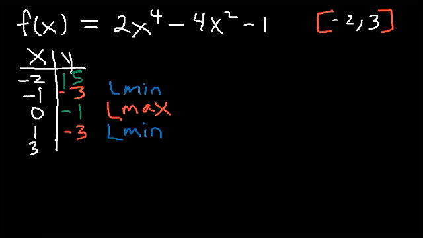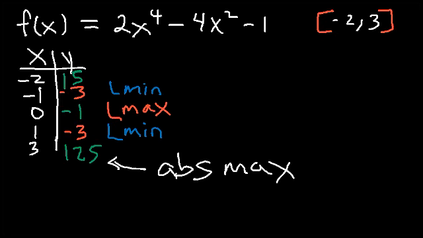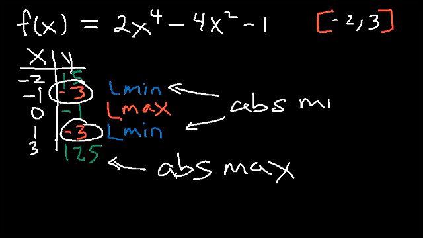So we can clearly see that 125 is the absolute maximum value. In addition, we can see that negative 3 is the absolute minimum value. So both of these points give absolute minimum values. Negative 3 is the lowest y value in this interval.